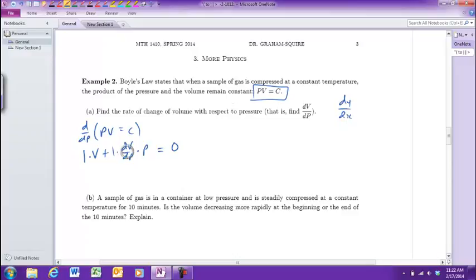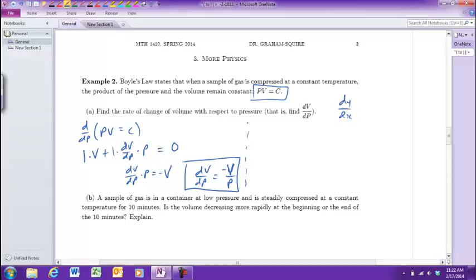And now I want to solve for dV/dP, so I'm going to subtract the V, so dV/dP times P equals negative V, and then divide by P, so dV/dP is equal to negative V over P. So that's the correct answer.